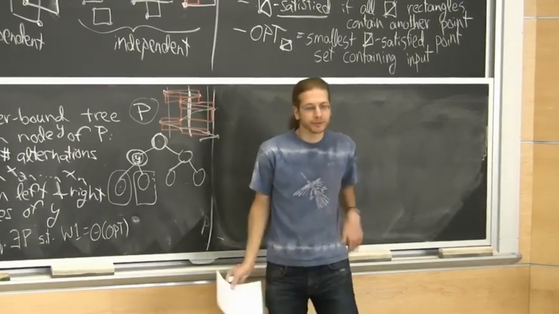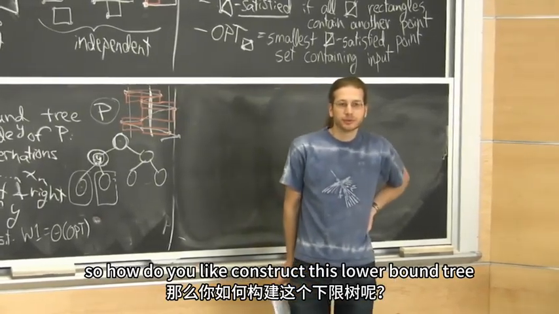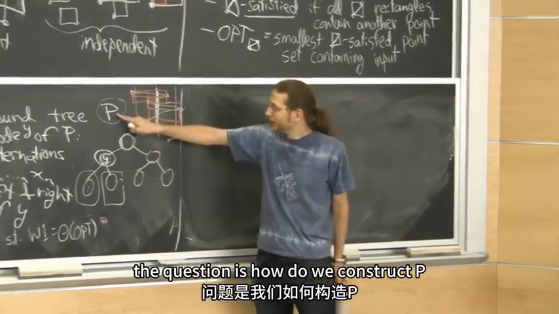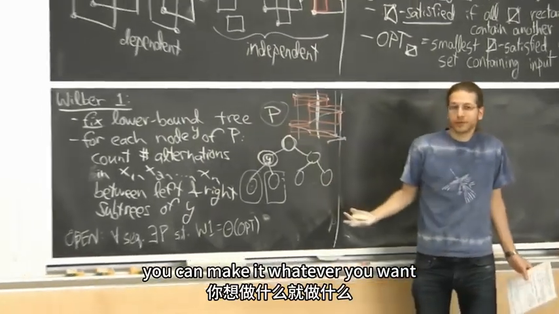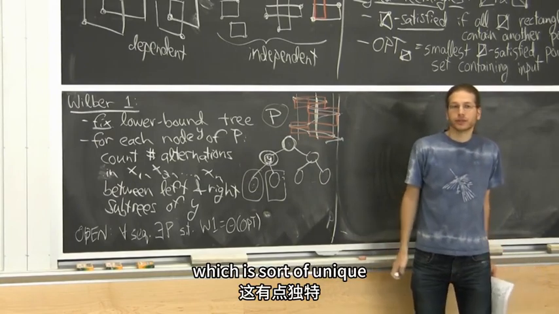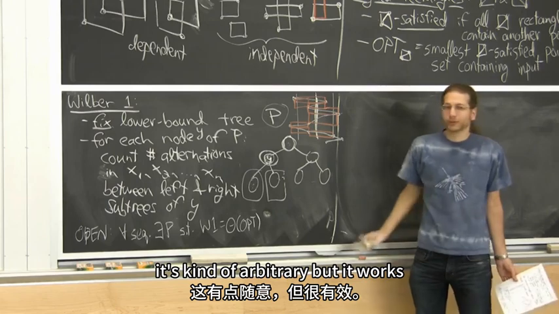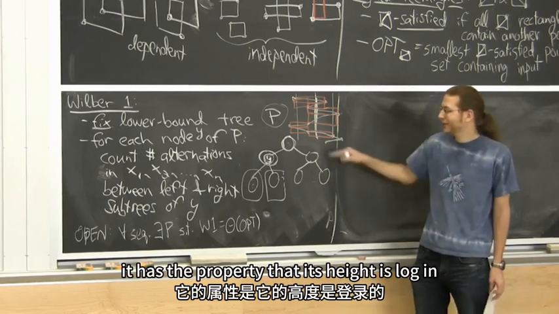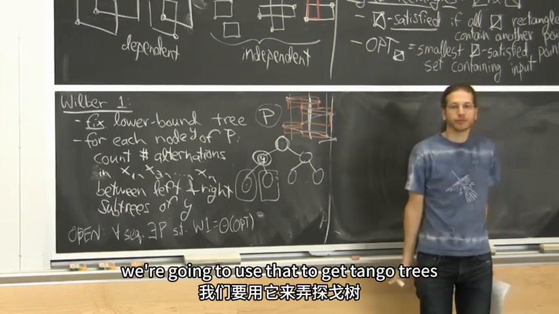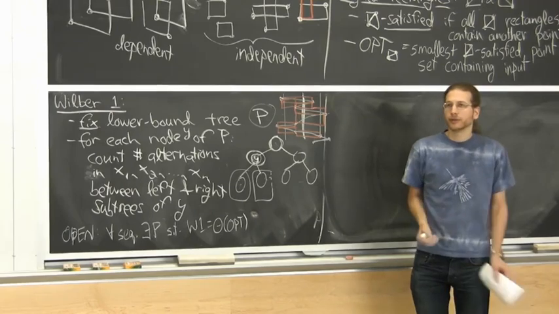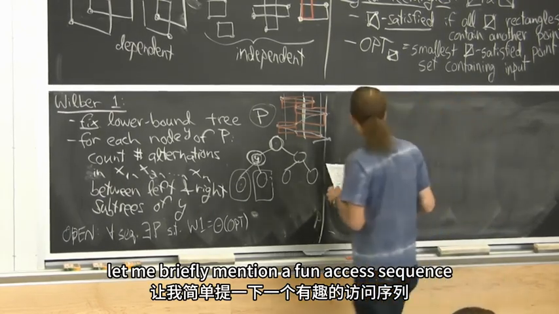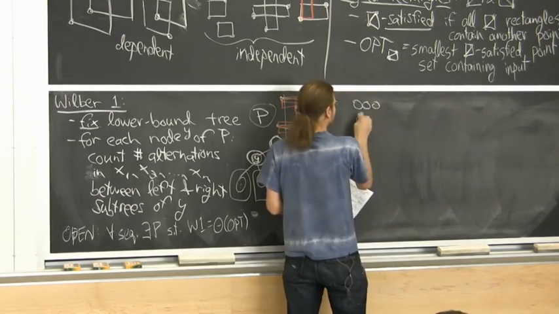Yeah, question? So how do you construct this lower bound? I'll tell you what we're going to use. The question was, how do we construct P? You can make it whatever you want. What we're going to use is the perfect tree, which is sort of unique. It's kind of arbitrary, but it works. It has the property that its height is log n. That's all we'll need. We're going to use that to get tango trees. Other questions? All right, let me briefly mention a fun access sequence.